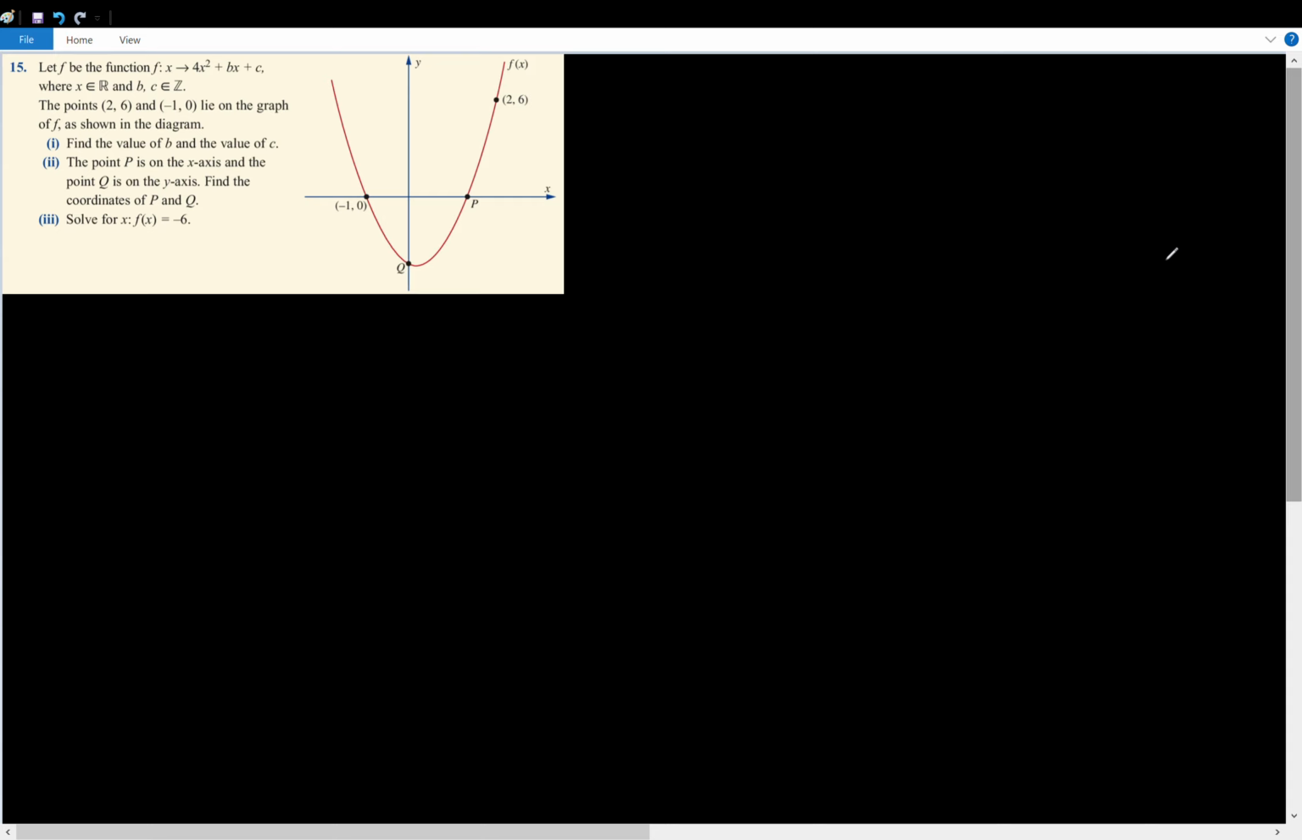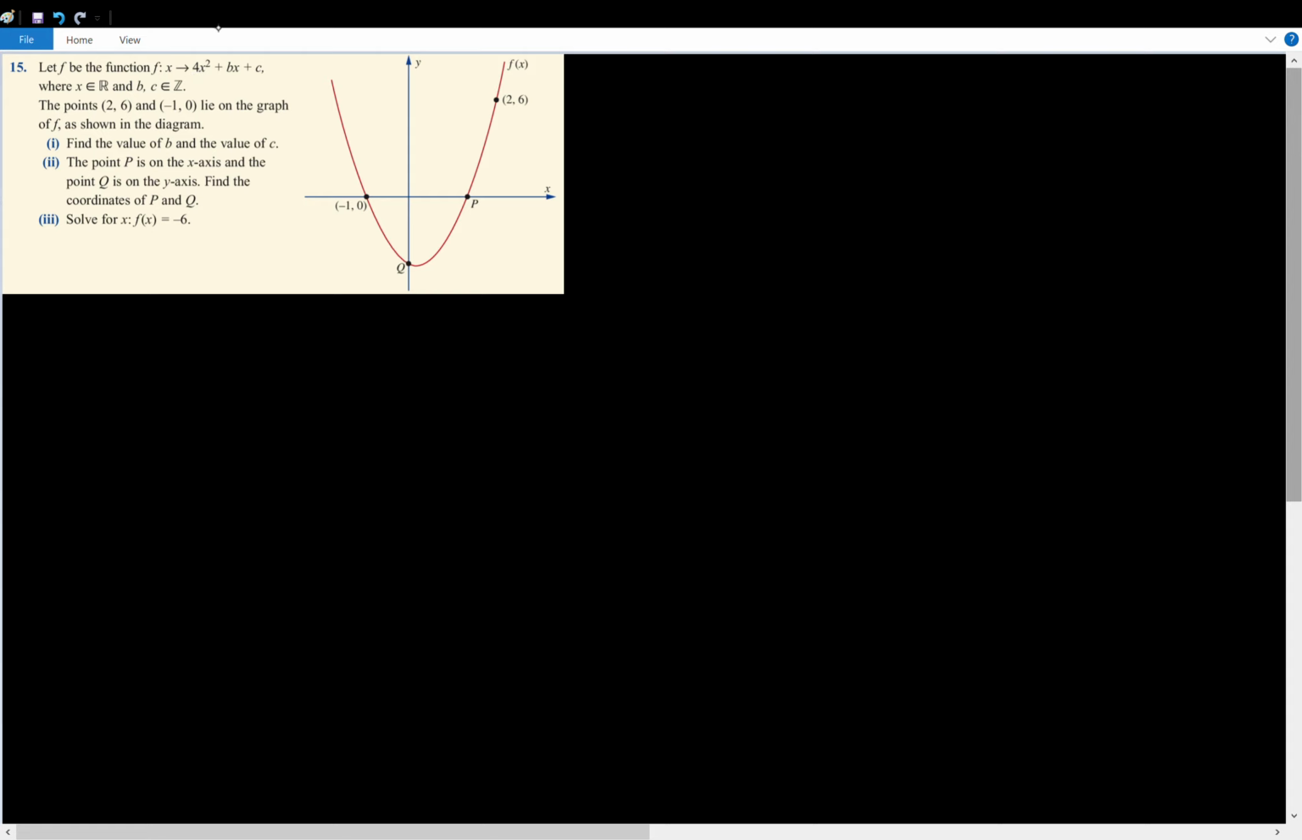This is question 15 from exercise 21.7 in Project Maths 2. We have to let f be the function f of x is 4x squared plus bx plus c, where x is an element of R and b and c are elements of Z.